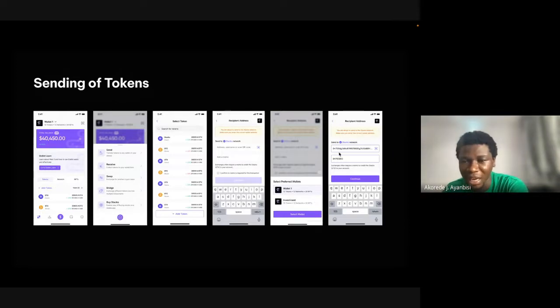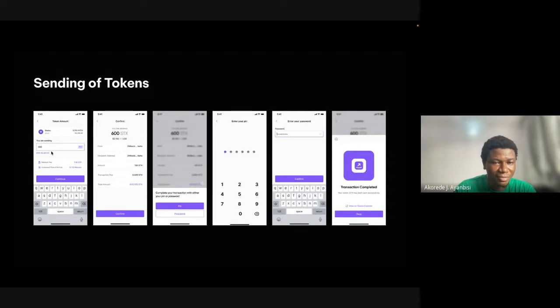And after inputting the wallet address and some other information, it takes you to the amount. You can see that on a different app, you have all the information on one page, the wallet and the amount. So this is like a progression, it's taking you on a journey. You type in the amount, then you get to see the network fee or the other information there for the user to see.